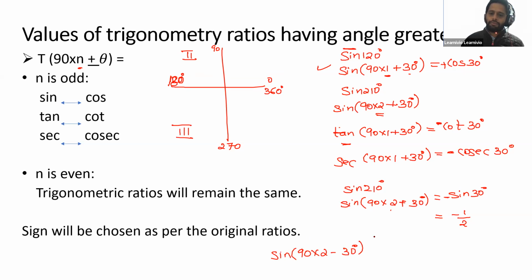We will again go step by step. This is even, so sine will remain sine. We will write sine 30 degree. We will check in which quadrant this line will lie.